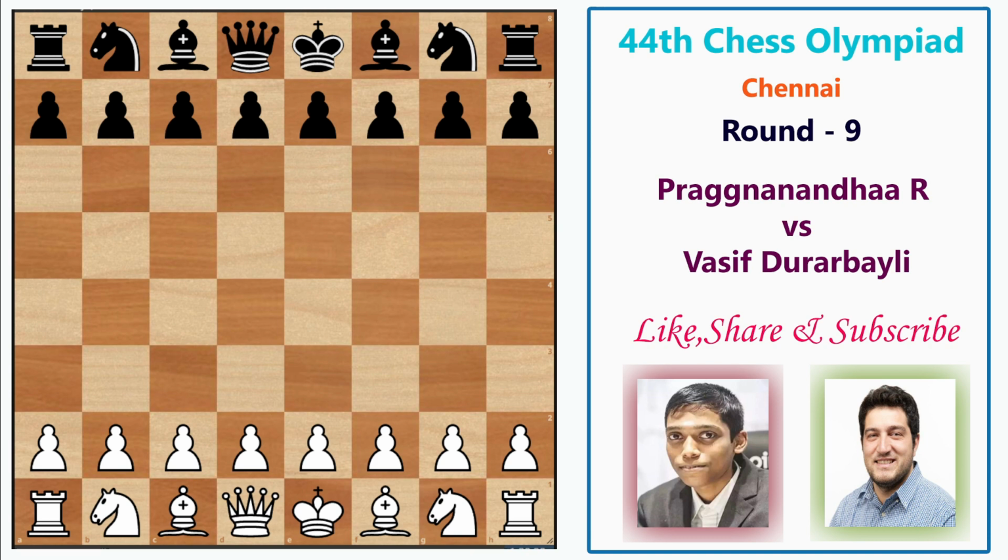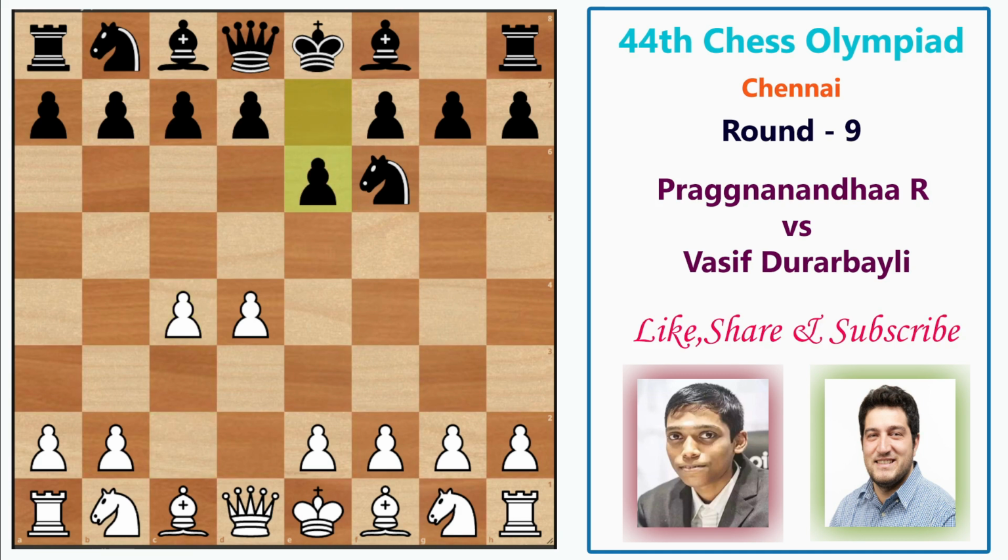So here he was handling the white pieces, and he opens the game with 1.d4. Vasif replied with the move knight f6, and the game continued with c4 e6, and after knight f3 we have the Queen's Indian. So b6, g3, and this is called the Queen's Indian fianchetto variation. So both players are fianchettoing.